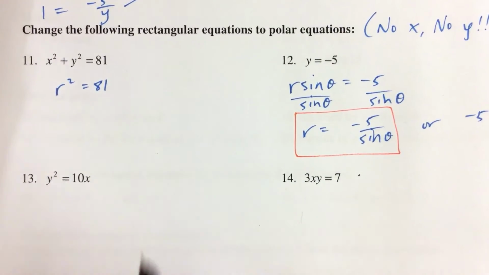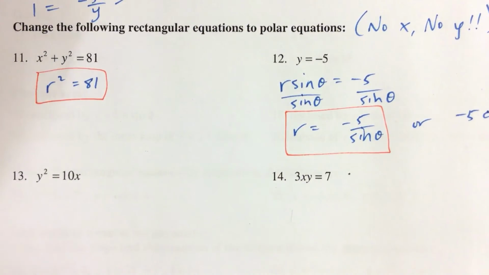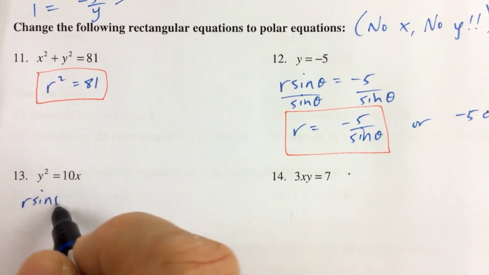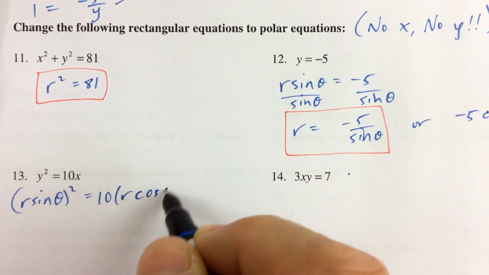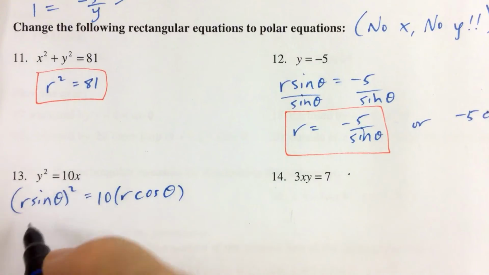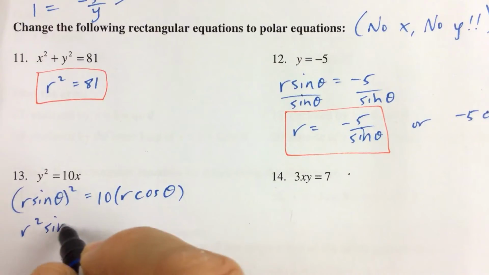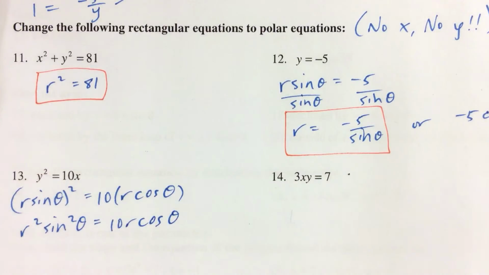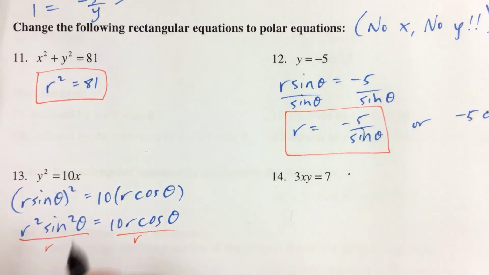So we'll leave that alone, and let's look at number 13. Number 13 is a straight conversion here. Y squared, we know that y is r sine theta, so we're going to square that, and we know that x is r cosine theta. So we're going to get rid of these parentheses. We're going to square the r and square the sine of theta. And we're going to get rid of these parentheses as well. What I said was we want to separate the r's from the theta. So we're going to divide both sides by r. We're also going to divide both sides by the sine squared of theta.